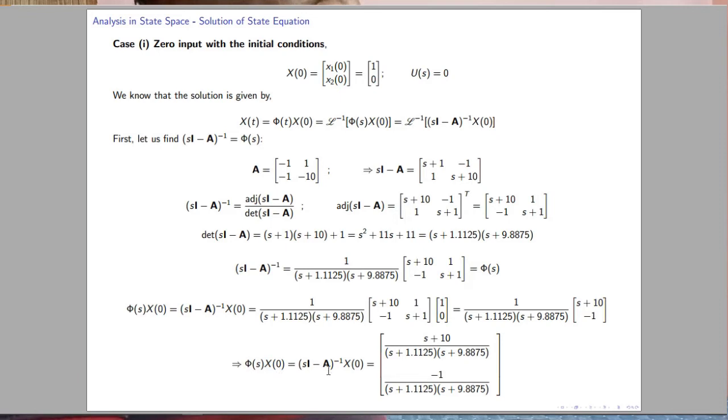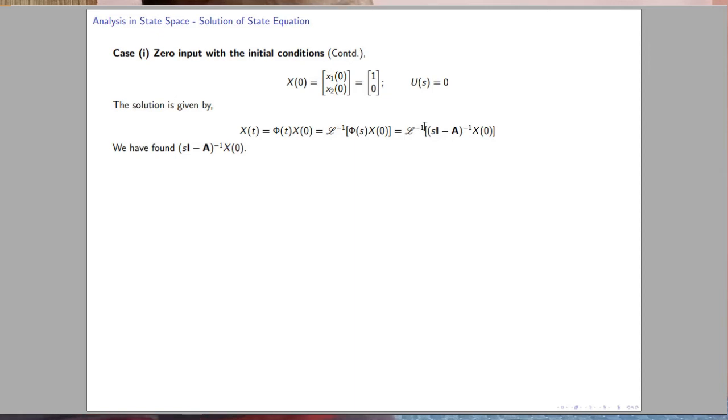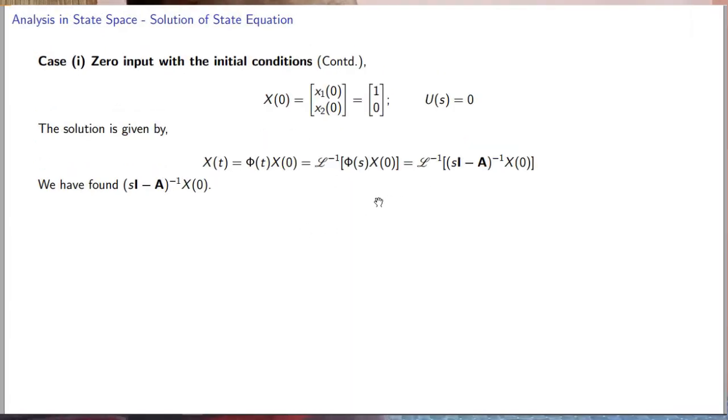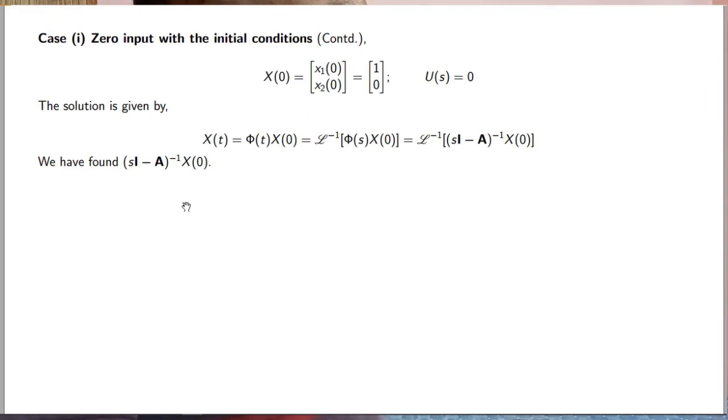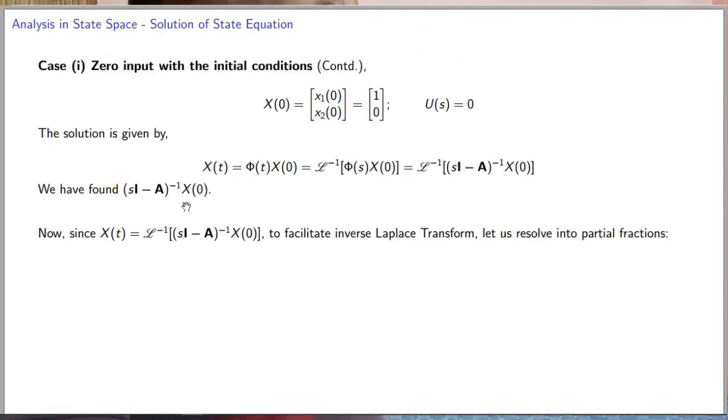Okay, so now I can take this determinant inside. This is common for all the elements. So all the elements, s plus 10 and minus 1, are divided by this factored polynomial. Okay, so I got this. Now the only step is to get the inverse Laplace transform. Okay, so the next thing is we have to find the inverse Laplace transformation.